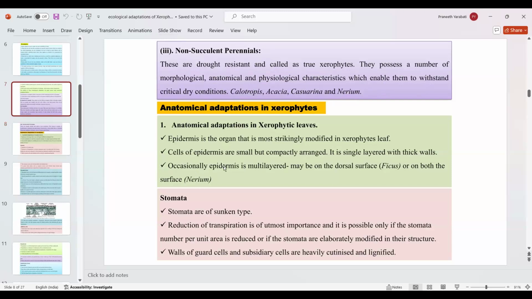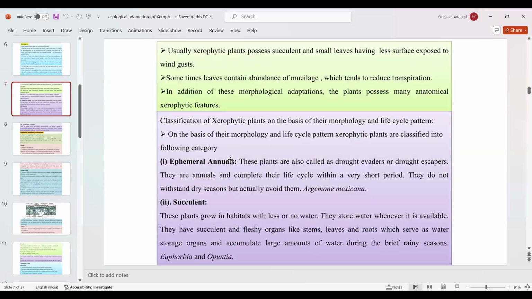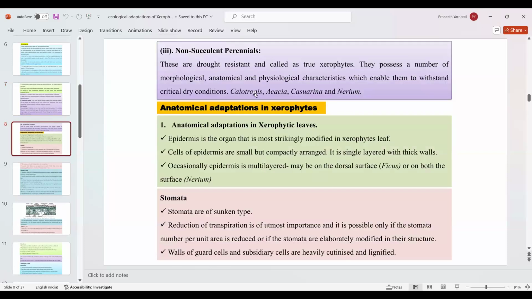So mainly for these examples: the ephemerals are drought evaders or drought escapers. Example is Archimon mexicana. Succulents are like Euphorbia and Opuntia. And examples of non-succulent perennials are Calotropis, Acacia, Casuarina and Nerium.